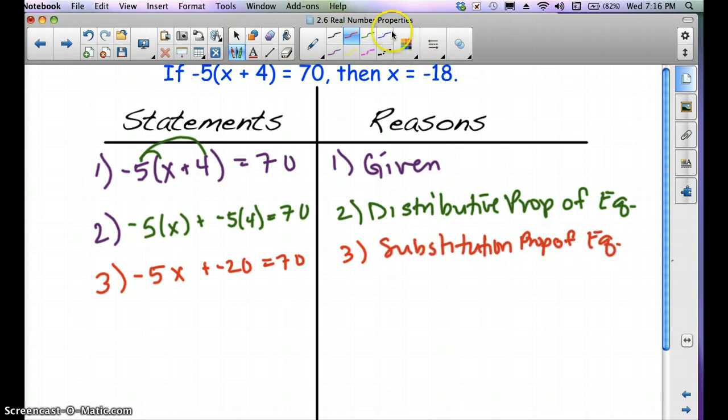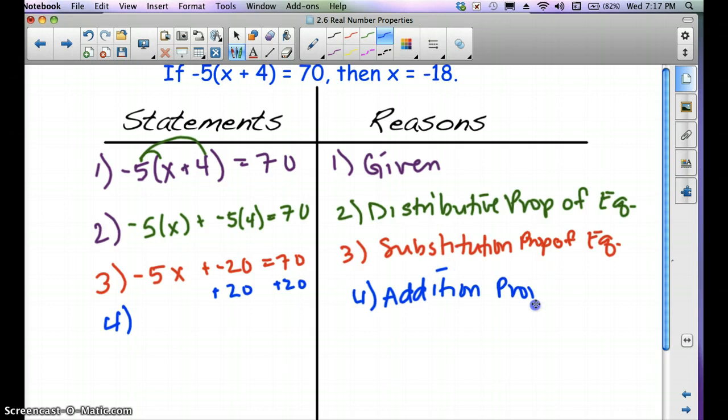Lots of writing. Now what would we do? Well, we have plus a negative 20, so that's the same as minusing 20, so we would add 20 to both sides, right? So we would add 20 to both sides, and that would be the addition property of equality. And so then we're going to go ahead and substitute again. Negative 5x equals 90, so that's the substitution property.